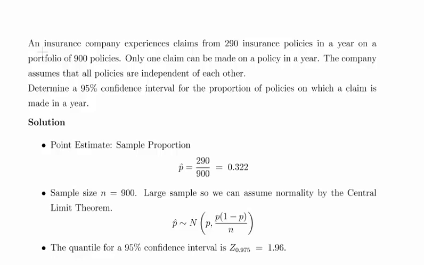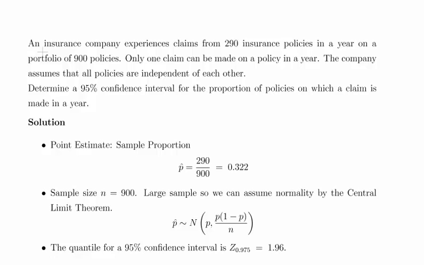The company assumes that all policies are independent of each other. Essentially what this is setting up is a Bernoulli random variable or binomial experiment, which is to say it's keeping it simple. Okay, determine a 95% confidence interval for the proportion of policies on which a claim is made in a year.